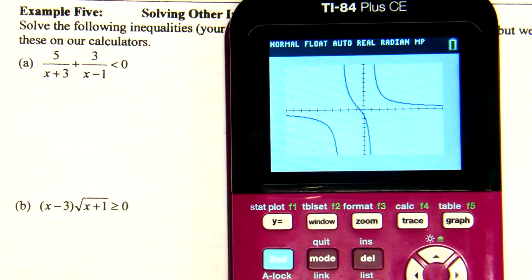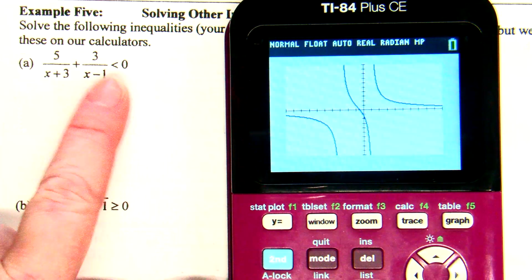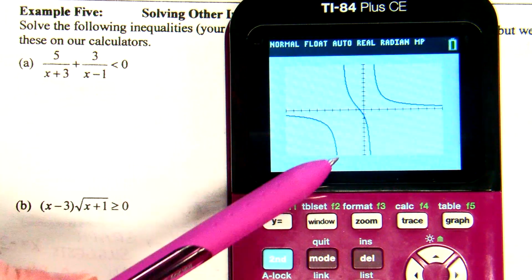Okay, asymptotes. Now, look at your equation. Where are these asymptotes? There are asymptotes at negative 3 and positive 1. Does that make sense? Yeah. So there's asymptotes at negative 3 and 1. So this particular problem is wanting to know when is my graph less than 0. So when is my graph below the x-axis? So you would have this portion here, which is below the x-axis, right?